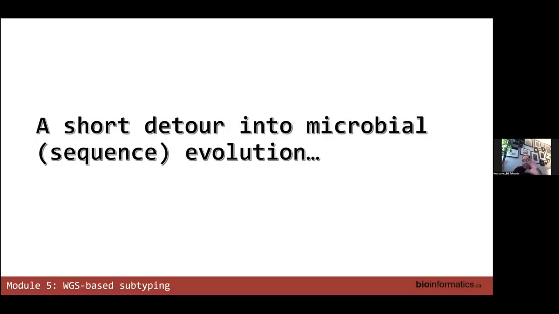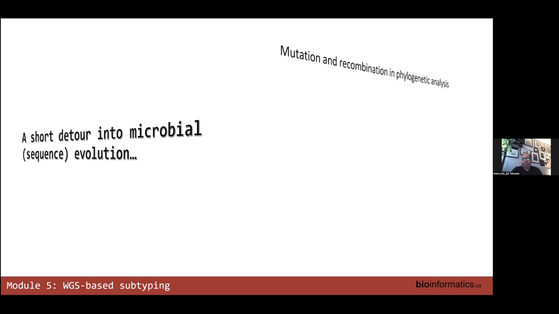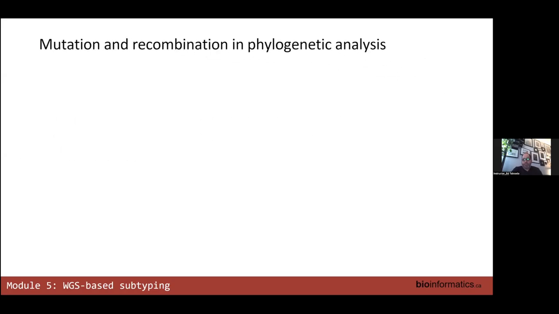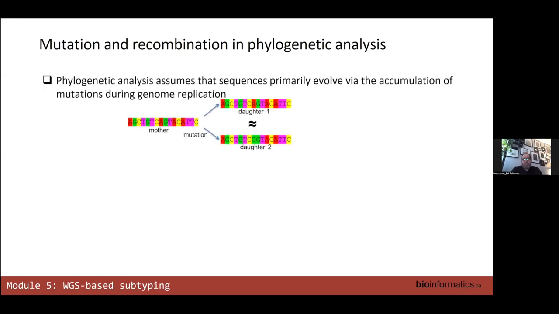So because of that, I'm going to have to take a little bit of a detour into sequence evolution. We're going to talk about recombination and mutation, which has already been alluded to. When you're doing phylogenetic analysis, you're really relying on sequence diversification through the acquisition of mutations. So that's inherently a vertical process.